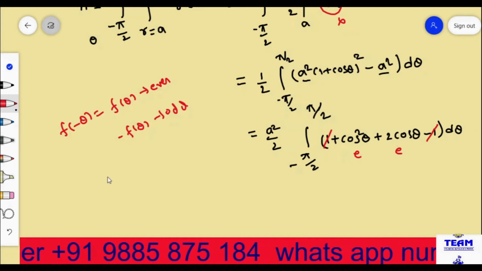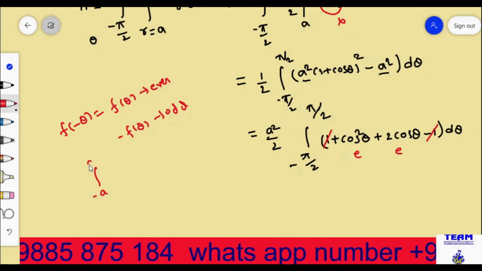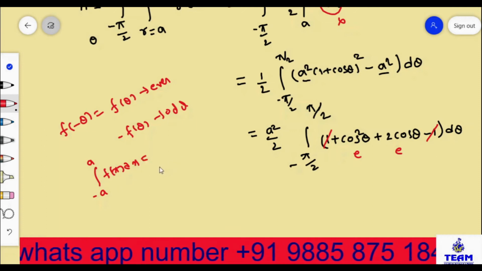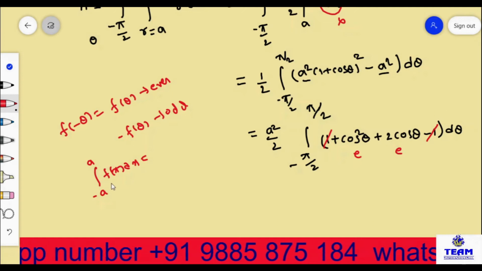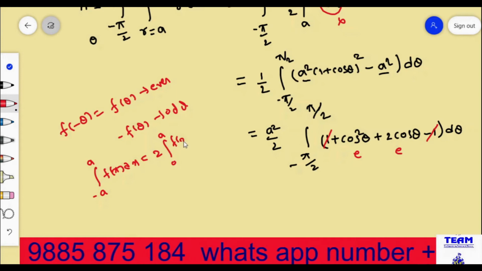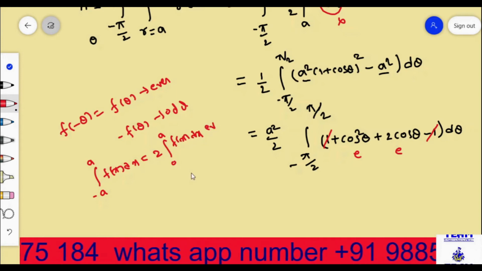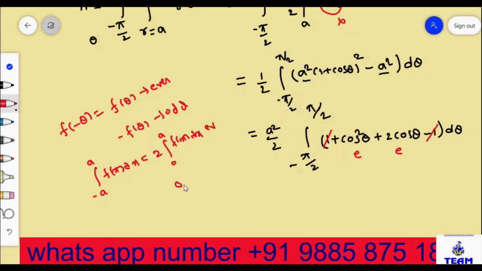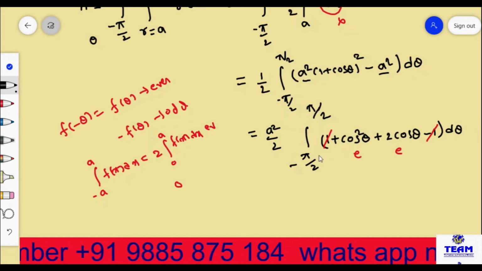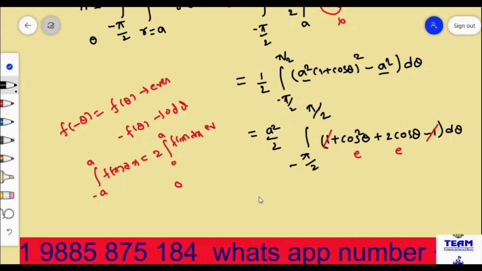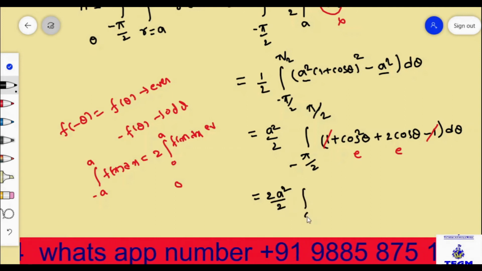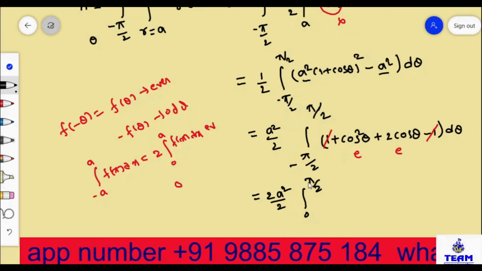So if it is an even function, we have the formula in definite integrals: integral from minus a to a of f of x dx. If f of x is an even function, you can write 2 times the integral from 0 to a of f of x dx. If it is odd, you will directly get 0. Now coming to this, friends, this is a minus a to a form, so can I write 2 outside? Right. 2 times a square by 2, with limits from 0 to pi by 2, for convenience only.